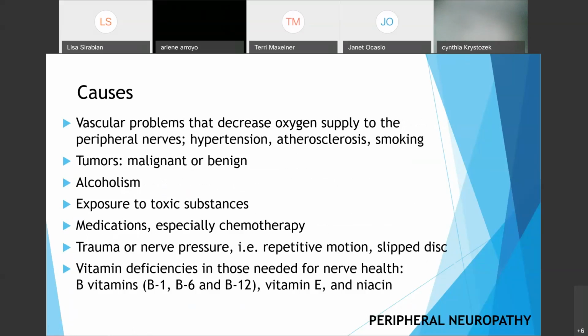Vascular problems, our nerves need oxygen supply by the blood as well as everything else in the body. So same sort of thing, high blood pressure, atherosclerosis, smoking, all contribute to peripheral neuropathy. Tumors, alcoholism, certain toxic substances, exposure to those, medical chemotherapy. I've heard that often. People who've been treated successfully for cancer but are left with neuropathies to deal with. Trauma or nerve pressure. And then finally, there are certain vitamins that are needed for nerve health. Certain B vitamins here, B1, 6, and 12, and also vitamin E and niacin.